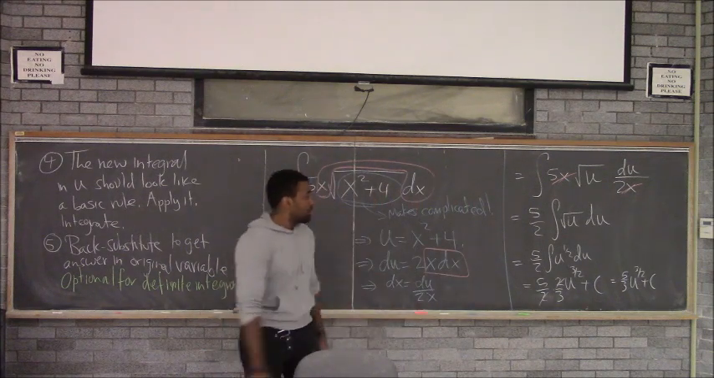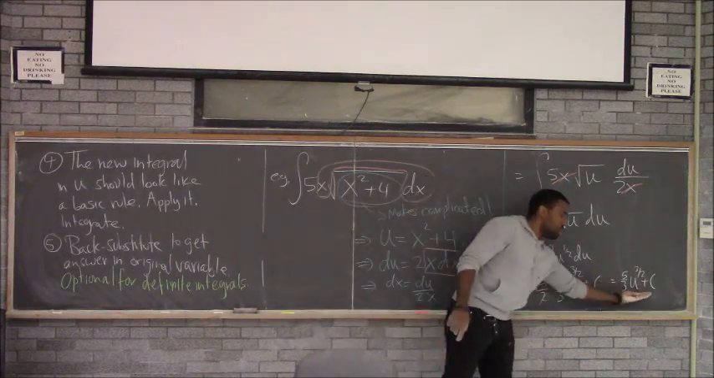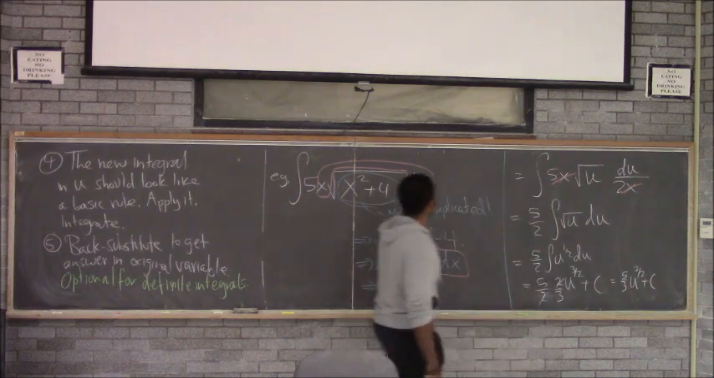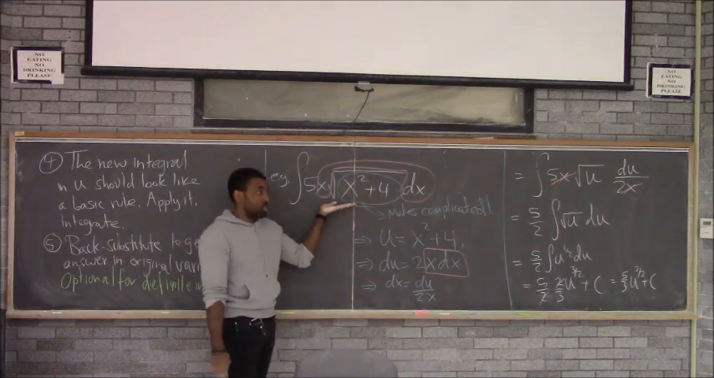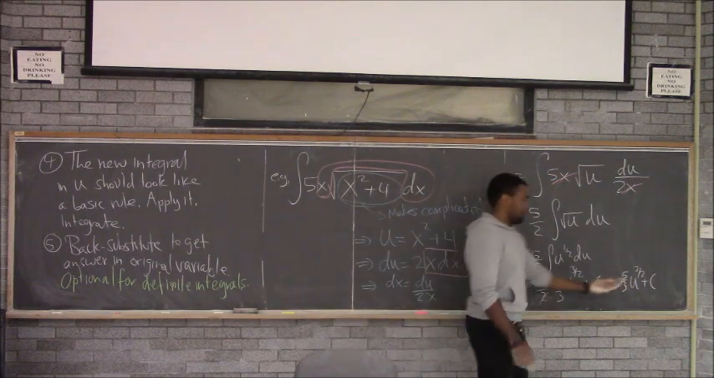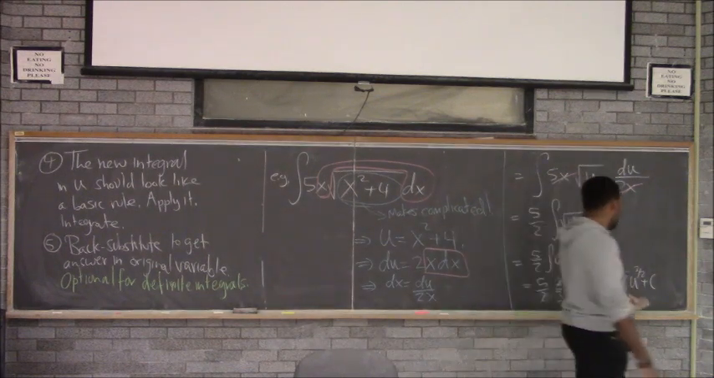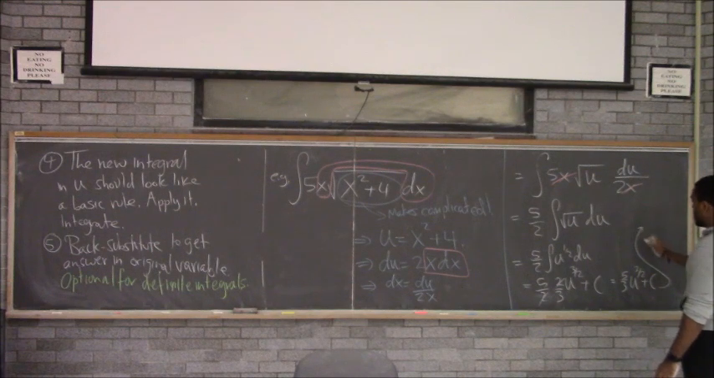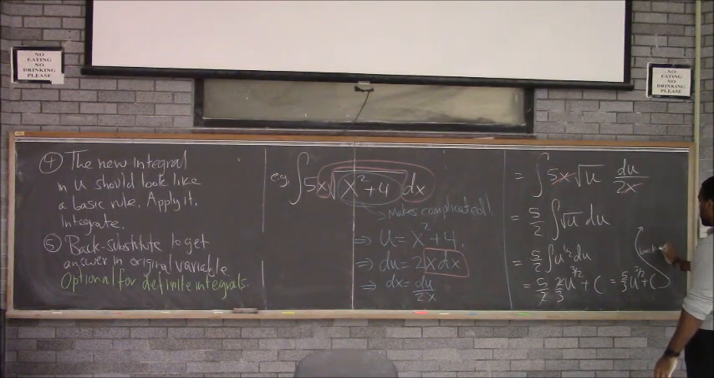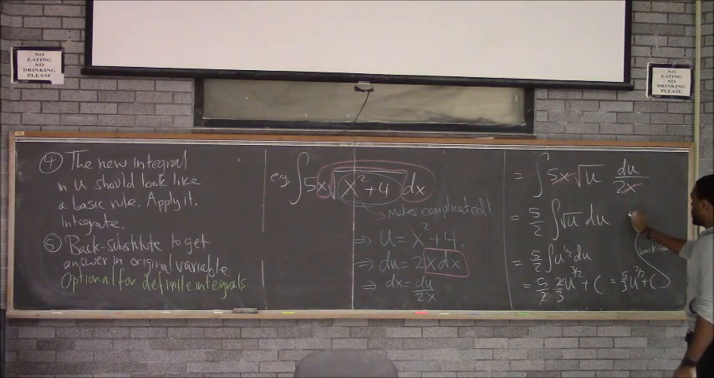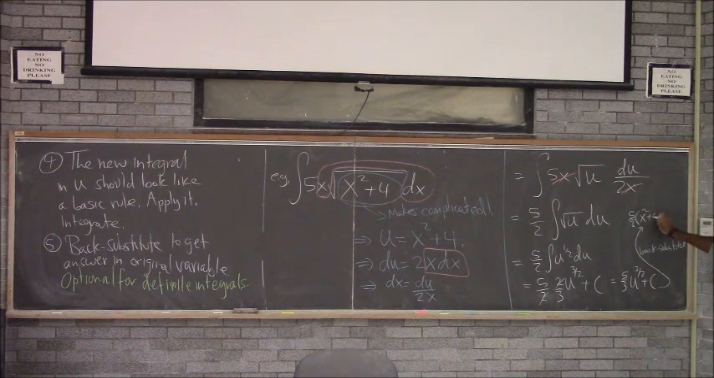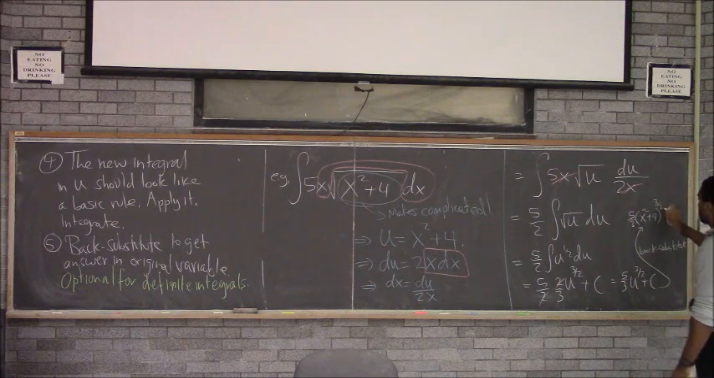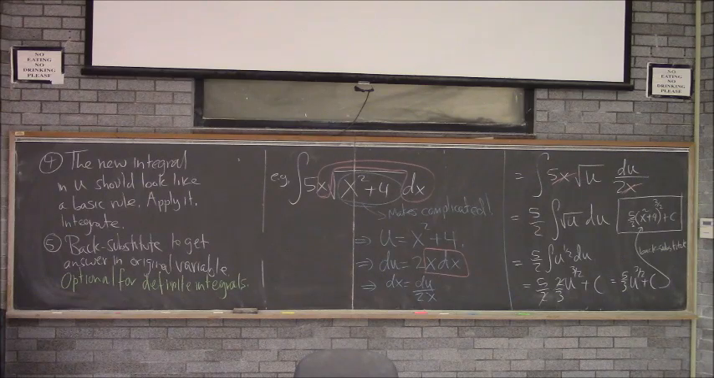However, the answer comes to us in the variable u. The original question was asked in the variable x. So I need to reinterpret this answer in terms of my original variable. This is what's called back substituting. I'm going to just go in and replace my u with the original thing that I replaced it with in the first place.